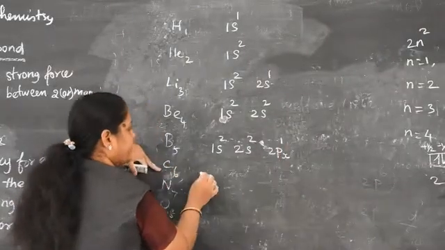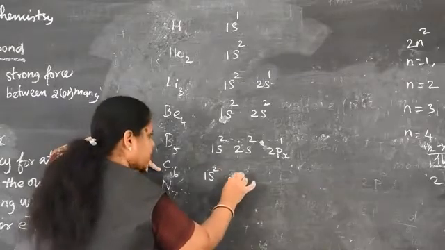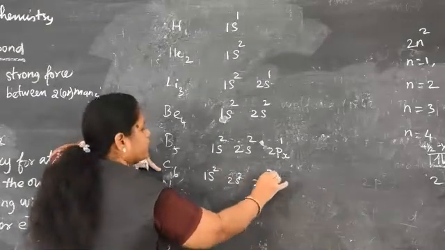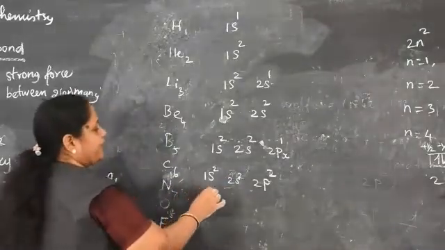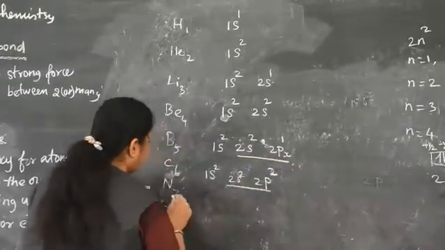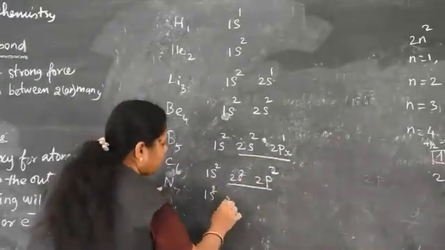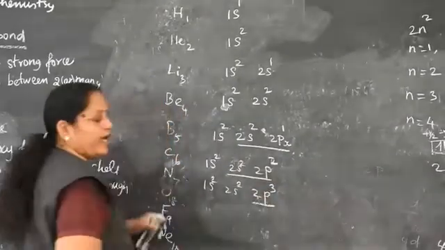Like that, what about the next one? 1s2, 2s2, 2p2. Then what about these? This is nitrogen. 1s2, 2s2, 2p3. Listen carefully, boys.